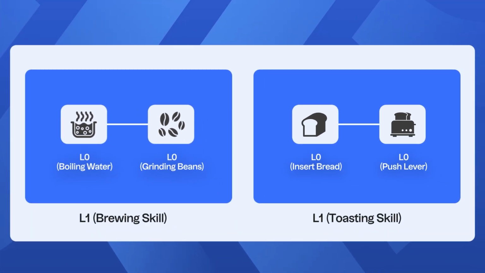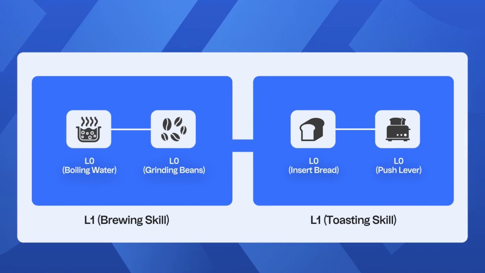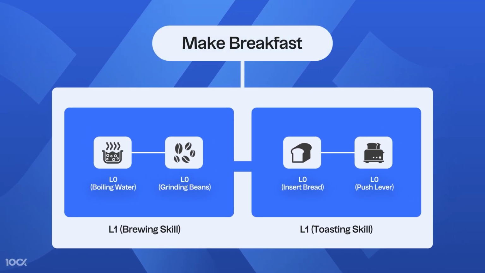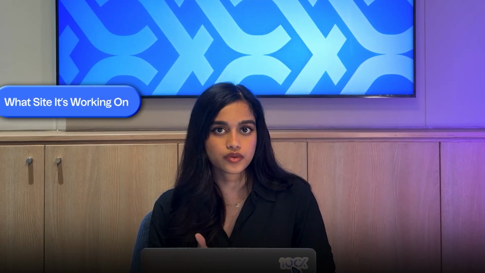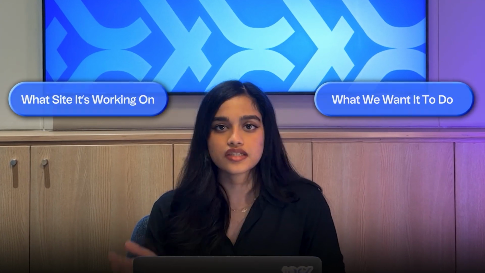It calls the brewing skill, maybe a toast skill also, and runs them in a sequence. You just say, make breakfast, and the whole thing unravels underneath. This is exactly how the agent works. But for now, a cup of coffee will do. The first thing we do is give the agent its context, what site it's working on, and what we want it to do. Here's what we'll type in.